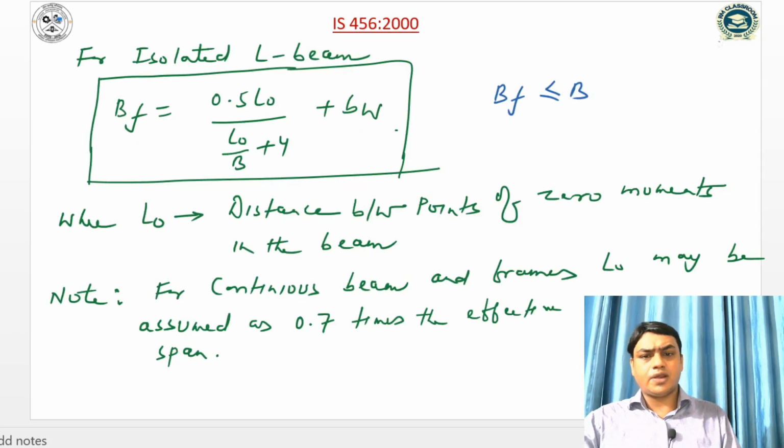Similarly, in case of L beam, the effective width of the flange is 0.1 L0 by... BF is the effective width of the flange, L0 is the distance between points of zero moment in the beam, and BW is the width of web or rib. For continuous beam, the L0 value may be taken as 0.7 times the effective span. So the code says that for continuous beams and frames, L0 may be assumed as 0.7 times the effective span.